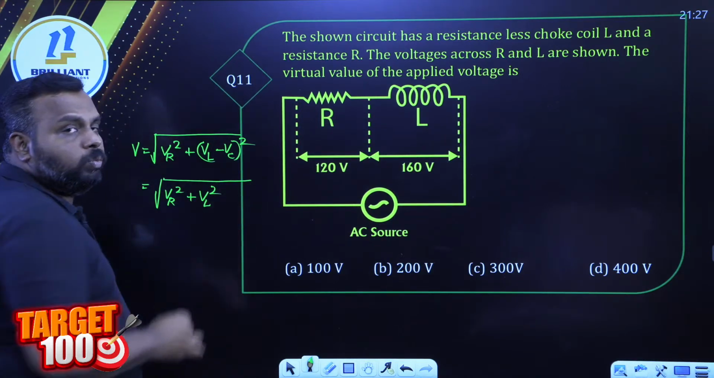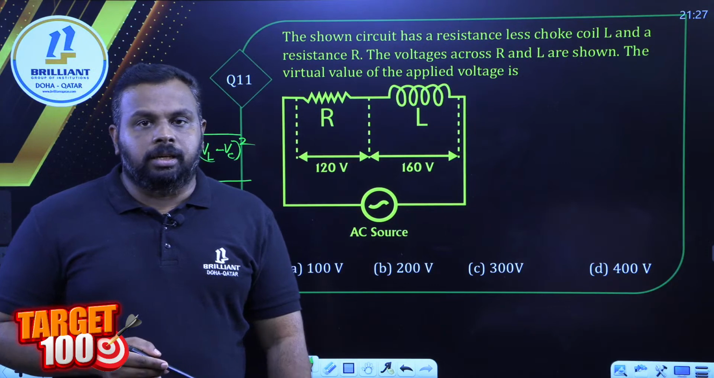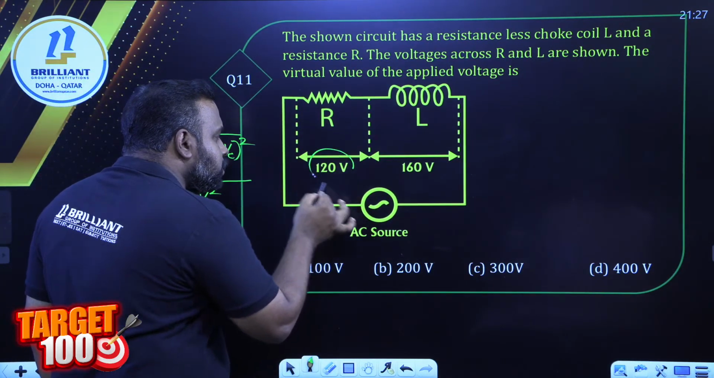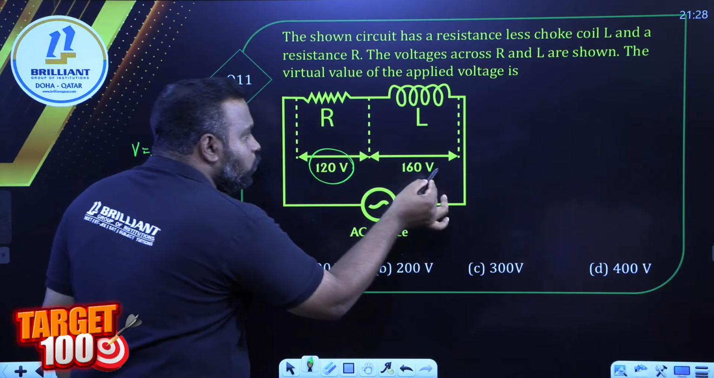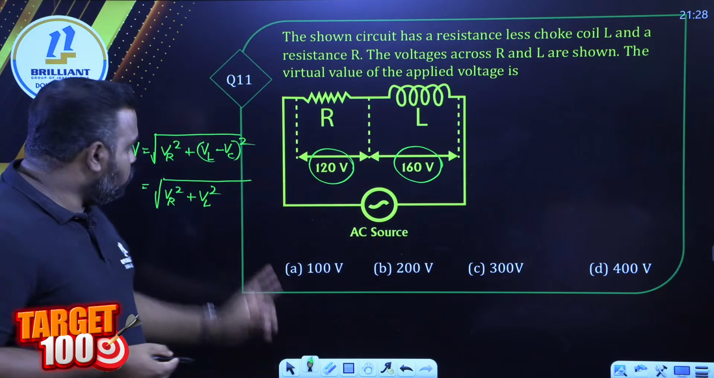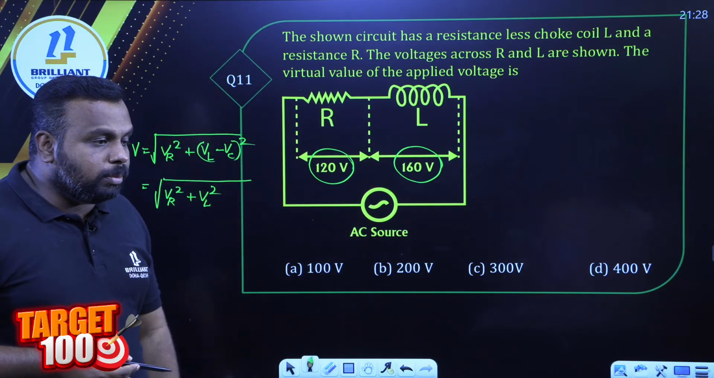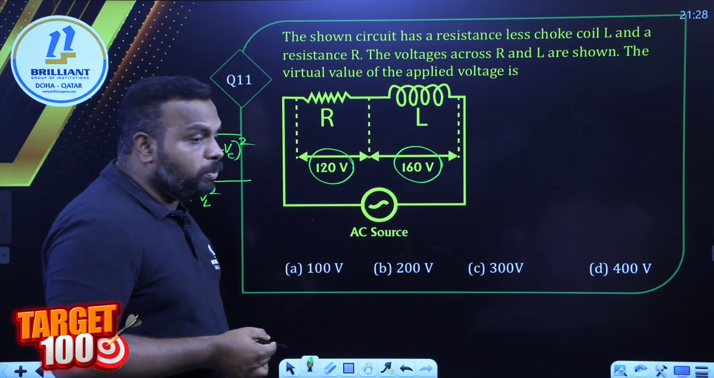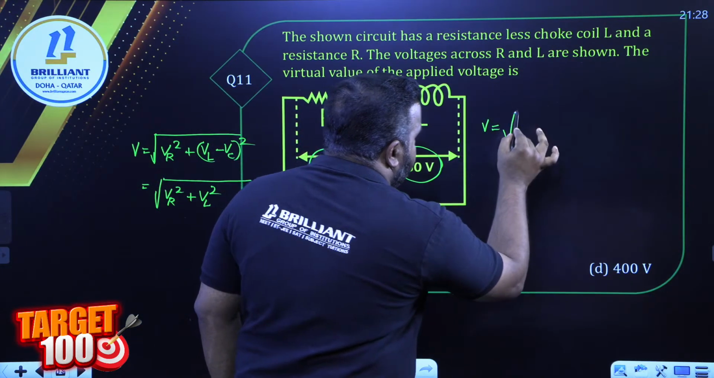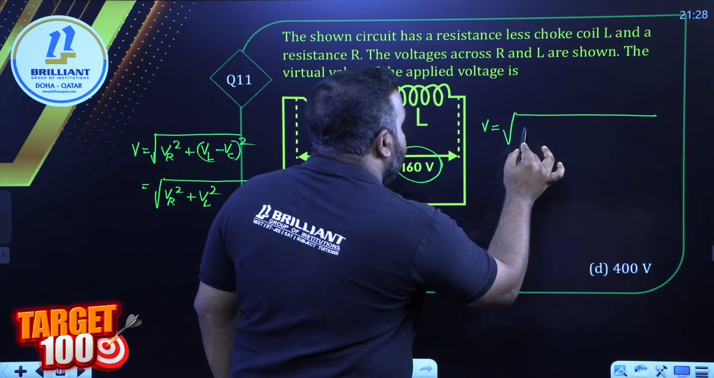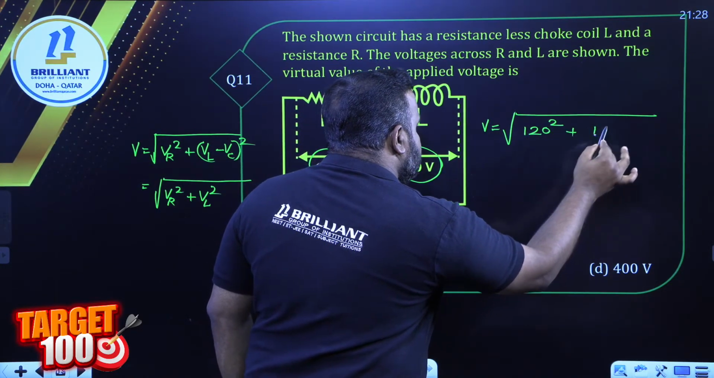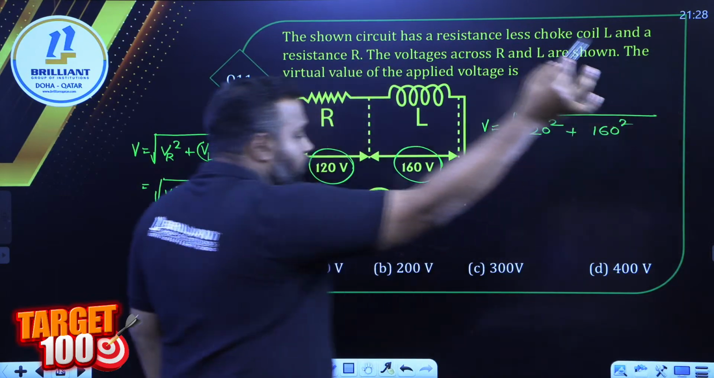What is VR? Voltage across resistor. What is VL? Voltage across inductor. You can see that this is the voltage across resistor, 120 volt. This is the voltage across inductor, 160 volts. You can directly apply to this formula and tell me the answer, all of you, please. V is equal to root of, do the calculation, VR 120 square plus VL 160 square. Quick.